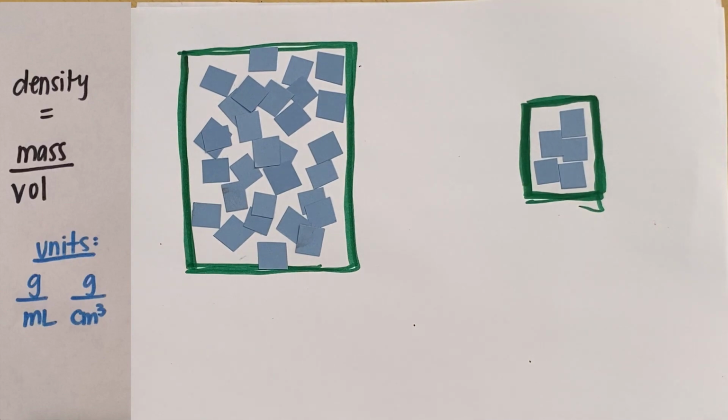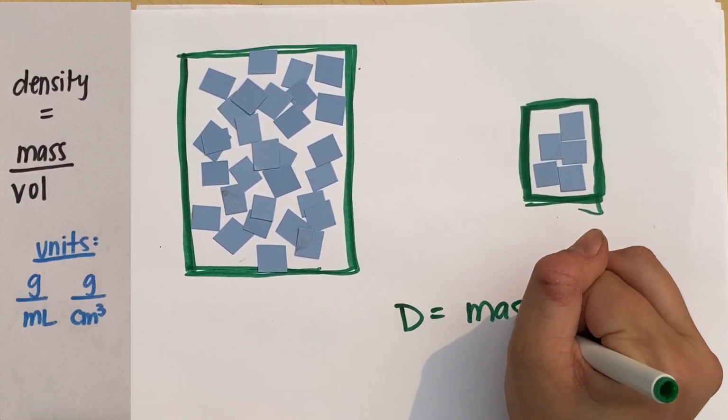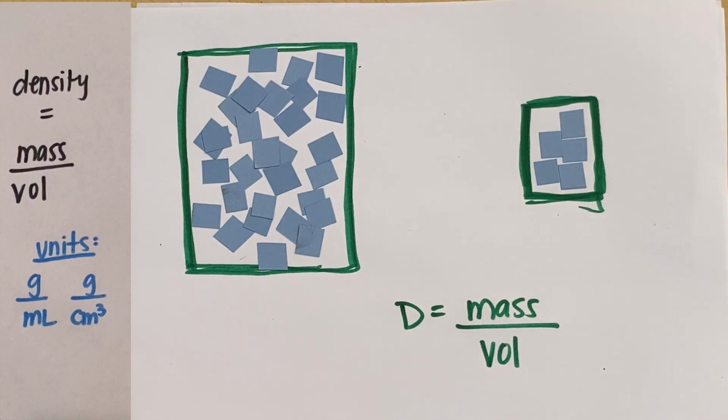So just make sure for the big concept that we understand that density is the mass of something divided by the volume it takes up. All right, so that's the concept.